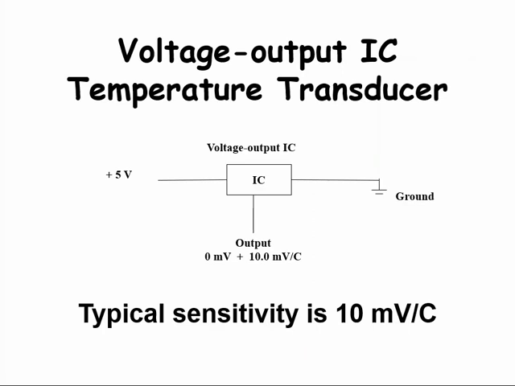The other integrated circuit temperature transducer that I will mention is a voltage-based device. The voltage output is linearly related to temperature. A common sensitivity is 10 millivolts per degree Celsius. So if the temperature is 20 degrees Celsius, we would expect the voltage output to be 200 millivolts. If you look at the wiring figure, you see the voltage output integrated circuit temperature transducers are very easy to connect to a data logger.